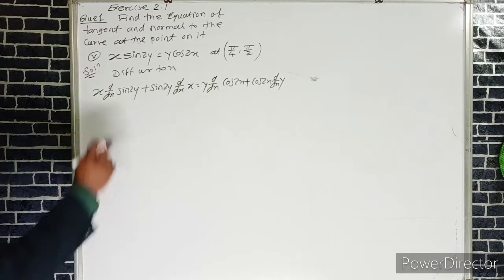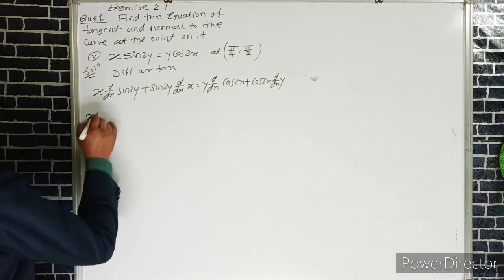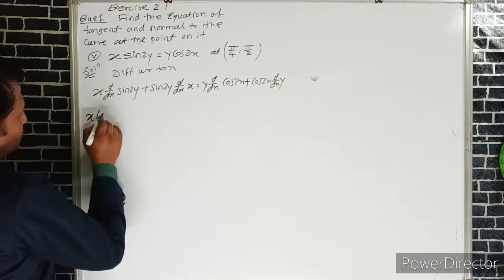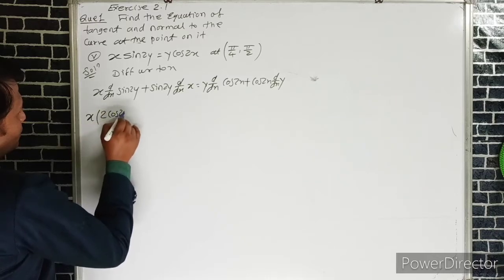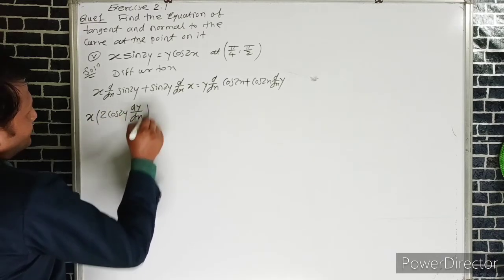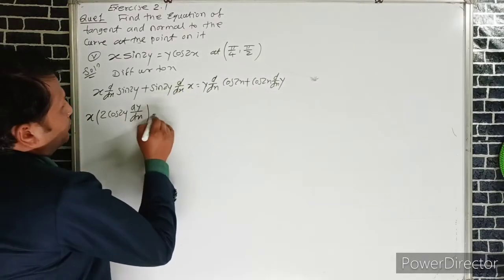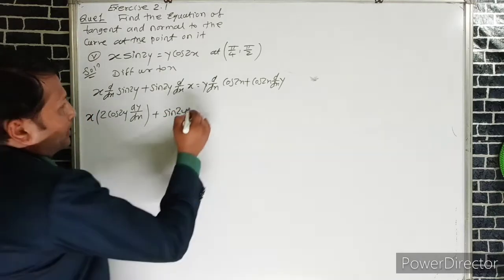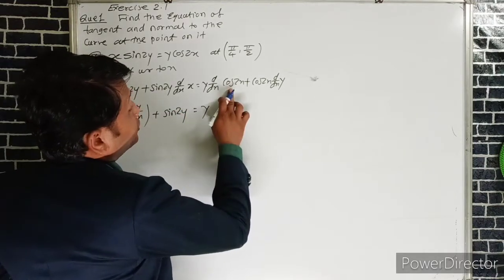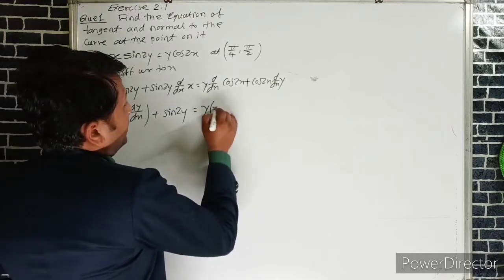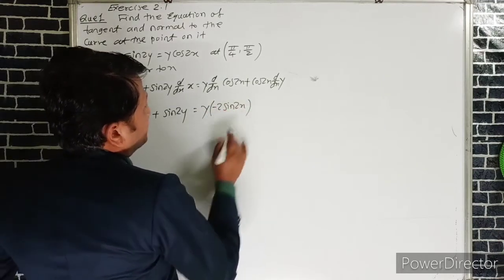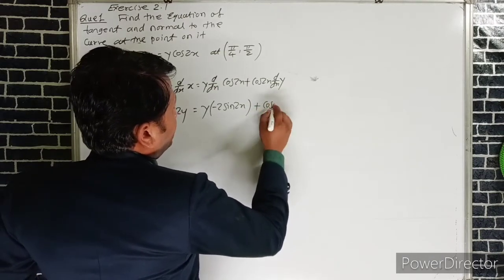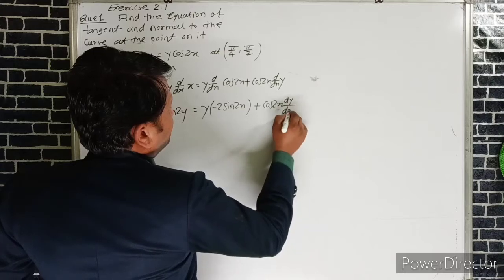Now the derivative of sin 2y is cos 2y into again the derivative of 2y, which is 2 cos 2y dy upon dx. The derivative of x is 1, so sin 2y into 1 is sin 2y. Here y into the derivative of cos 2x, which is minus 2 sin 2x, plus cos 2x into the derivative of y, which is dy by dx.